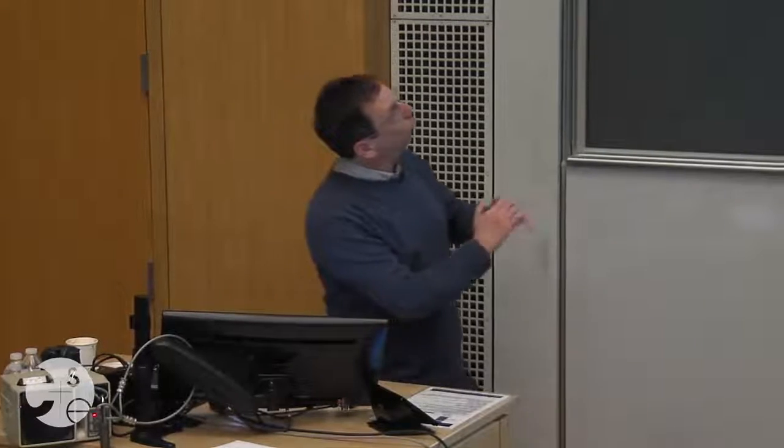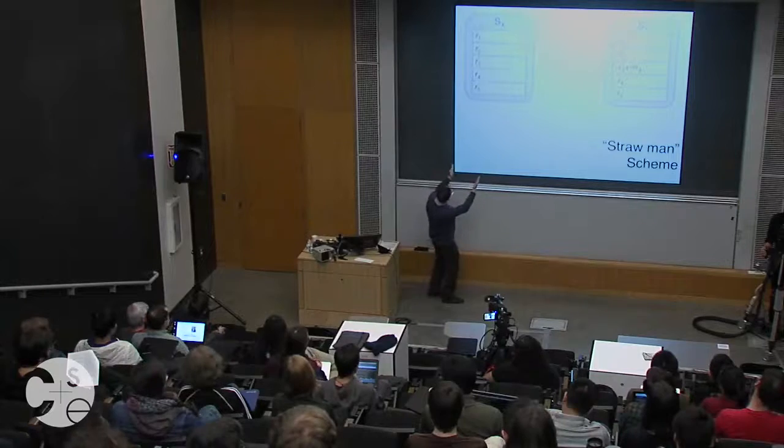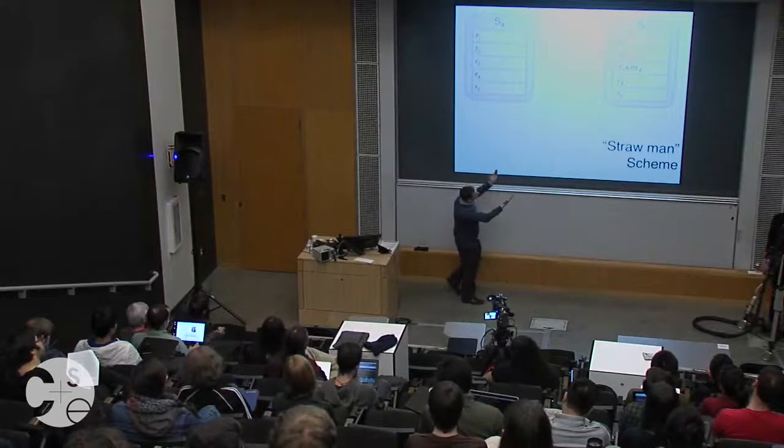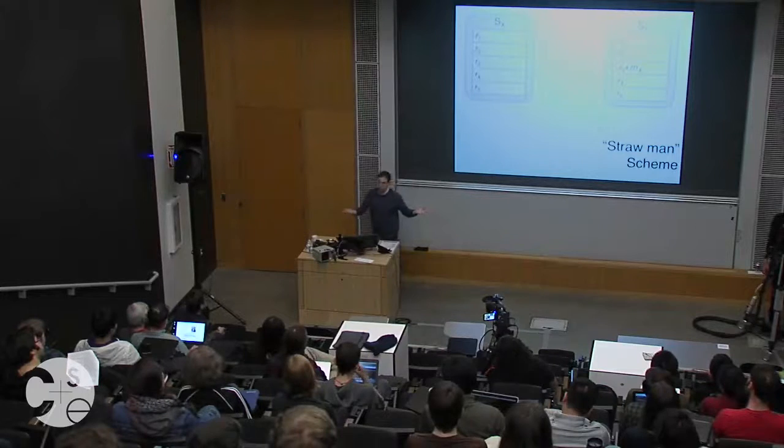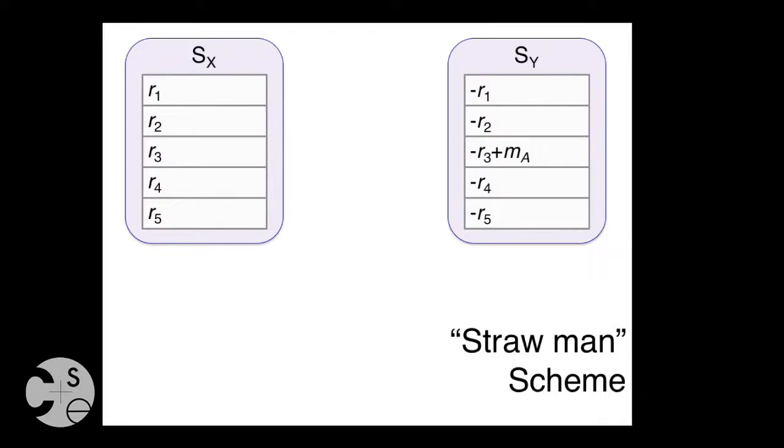Now, if you look at what server number 1 learned, he learned nothing. He just sees random numbers. If you look at what server number 2 learns, he also learns nothing. All he sees is just random numbers. This R3 plus MA is just a random value in the field that the message is chosen in. All right, so that's step number 1.